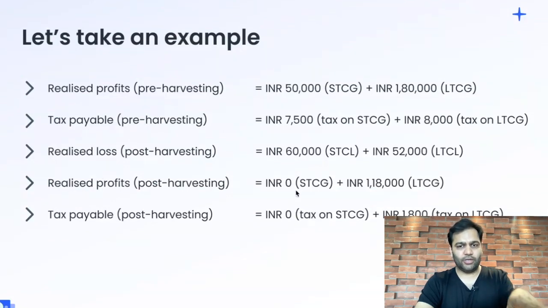you remember, the short-term capital gains were reduced to zero after setting off losses, and my long-term capital gains came down from 1,80,000 to 118,000. Hence my post-harvesting tax liability, essentially my short-term tax liability, goes away because I don't have any taxable short-term gains, and my long-term liability is now reduced to 1,800 rupees. So folks, here 15,500 rupees versus 1,800 rupees, I ended up saving almost 13,000 rupees.